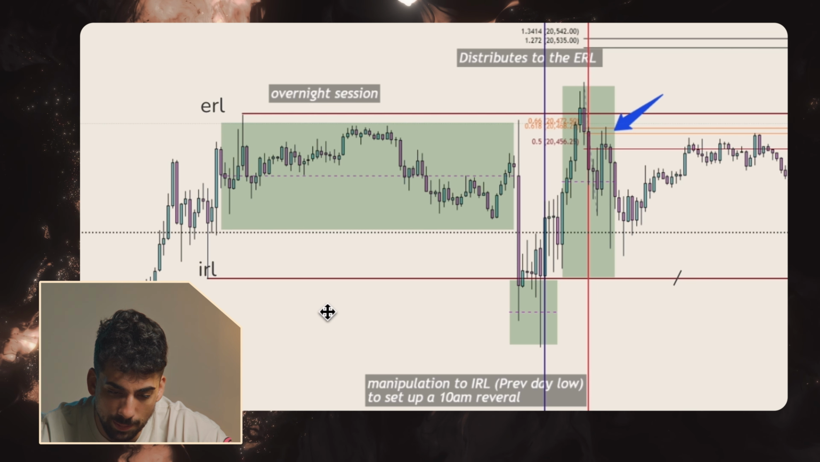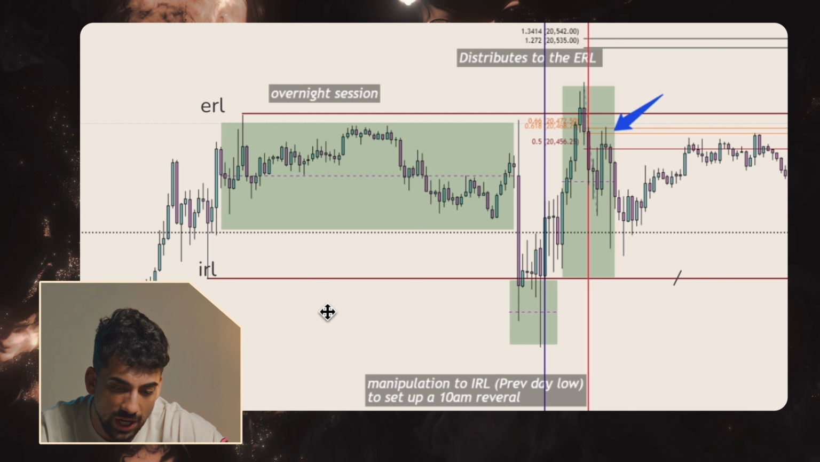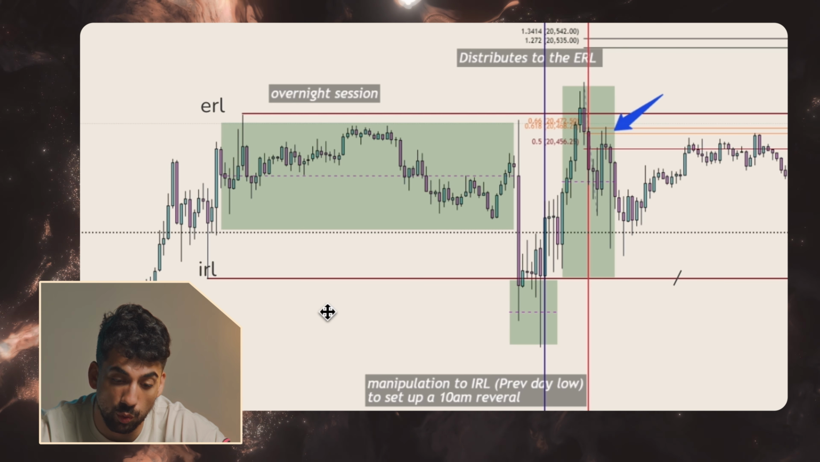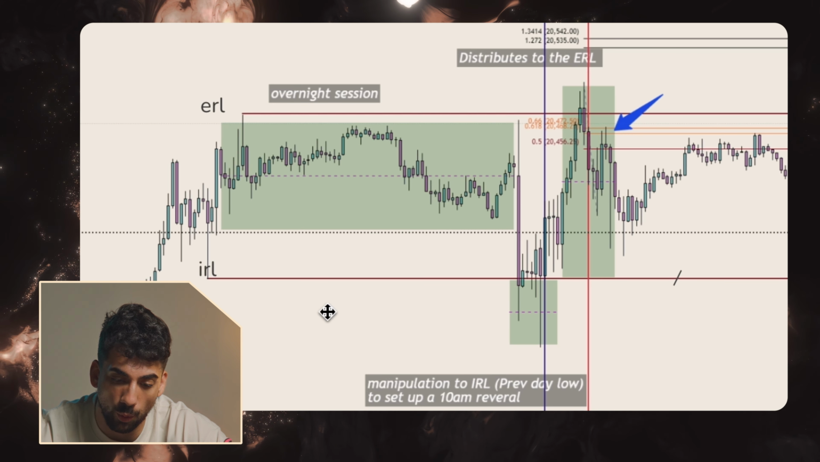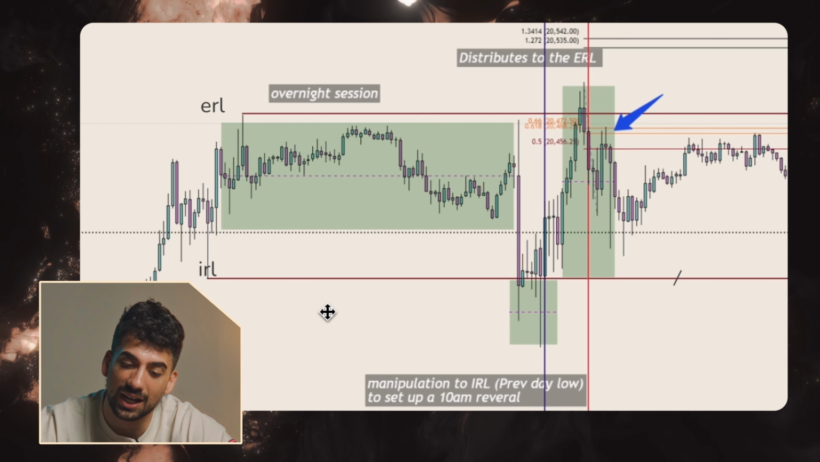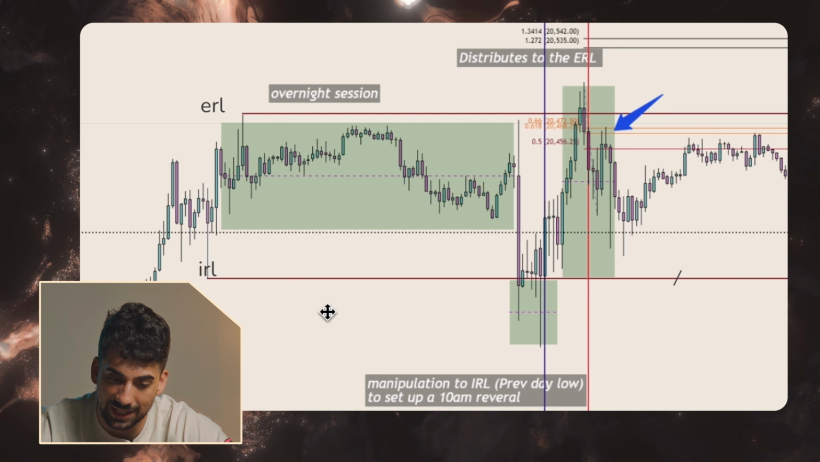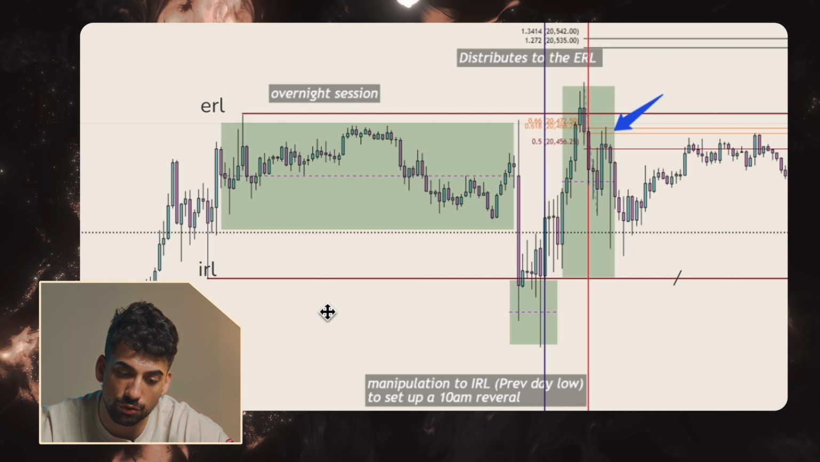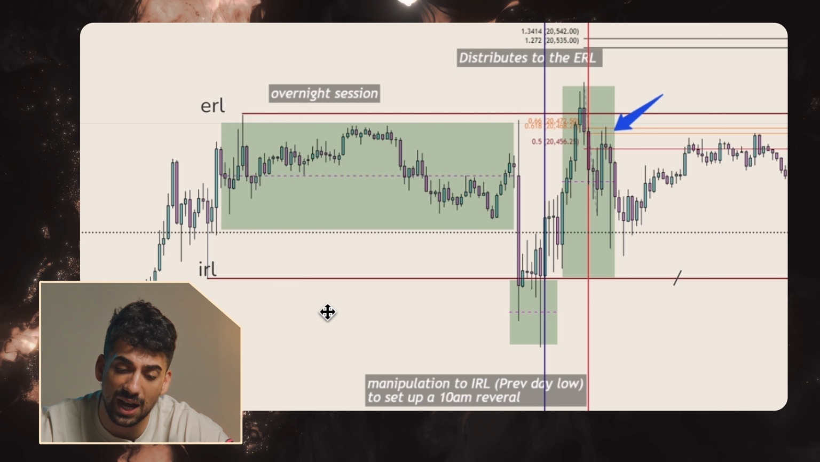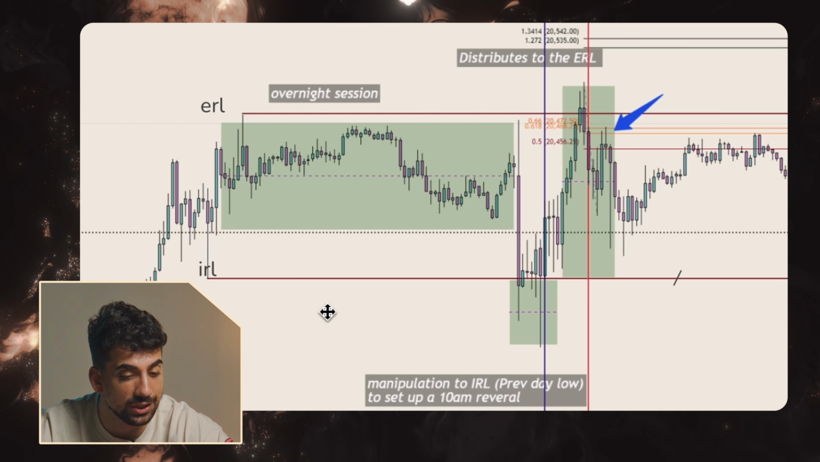We have price open up at 9:30, big move straight into the internal range liquidity low. Price fails to close below it, closes back above it, and we activate the 10 a.m. reversal. This is when price strongly closes back above it, aiming for the external range liquidity, which is your overnight session high. In this case, it was an Asia session high.